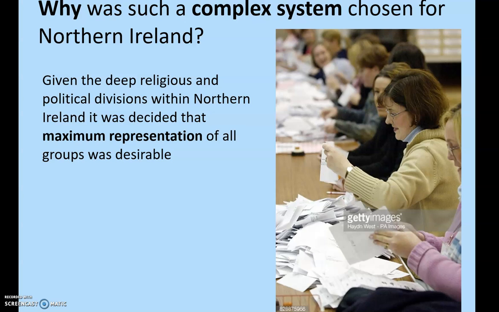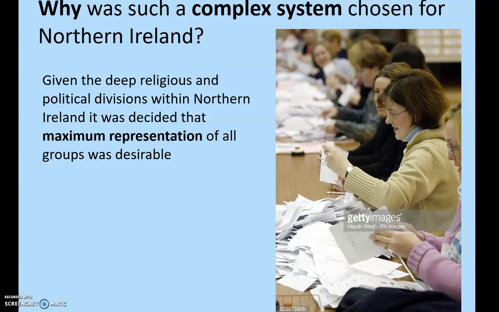And so they decided that when they wanted to create the Northern Ireland Assembly, it had to be as representative as possible. All the different sections of Northern Ireland society needed the maximum opportunity of being represented at the Northern Ireland Assembly in order to try and mitigate or get rid of some of these problems which Northern Ireland faces.